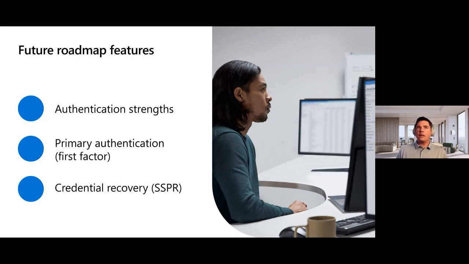The first of them is authentication strengths, which is part of the way that we are helping customers get ready for the US government executive order on cybersecurity that came out a couple of years ago. We do have a roadmap addition to add in the external authentication methods as part of that, so that you can move to those authentication strengths-based requirements in your conditional access policies. When we do that, it'll be both enabling them as part of the built-in authentication strength, as well as enabling you to create custom authentication strengths.